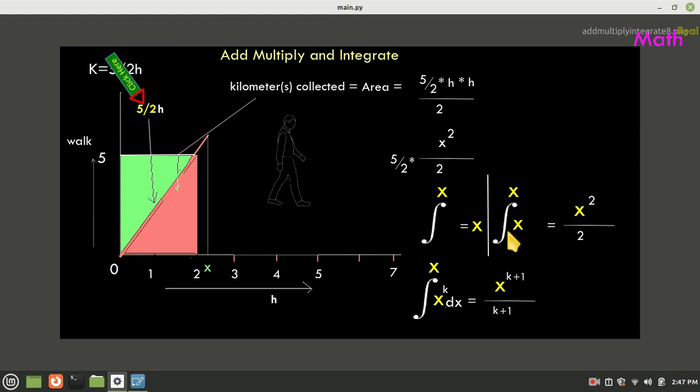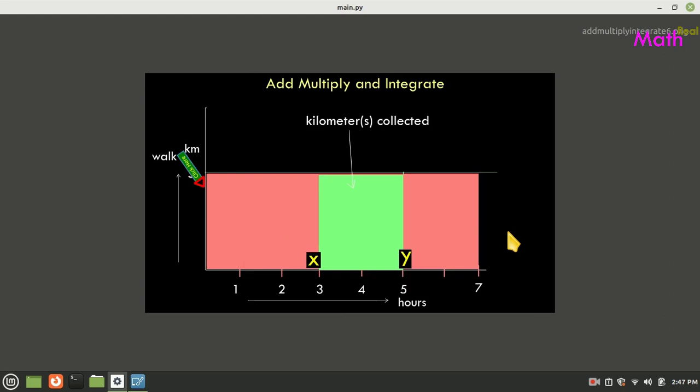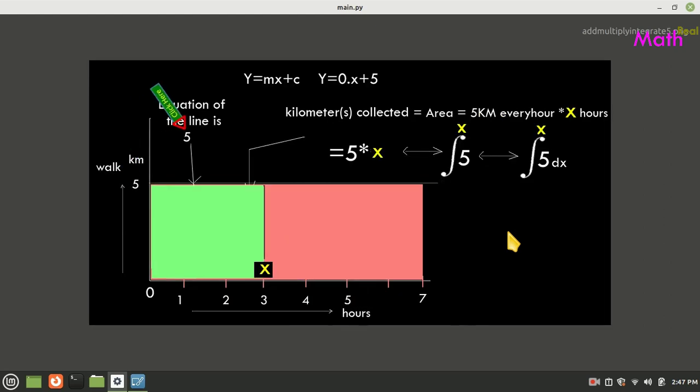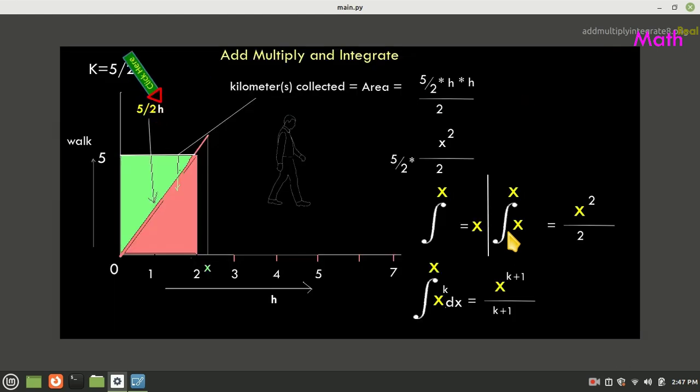If the x-axis is h, then the equation includes it, whereas in a rectangle it doesn't include anything. It's a pure constant. But in a triangle, this x-axis is added in the equation. So if it is a rectangle and there is nothing, it is x. If there is x, this is the area of the rectangle divided by 2, the area of a triangle. So this is the rule of integration. If there is nothing, it is x. If there is x, it is x square by 2. So we can come up with a generic formula: the integration of x to the power k is x to the power k plus 1 by k plus 1. Here, it's actually not empty.